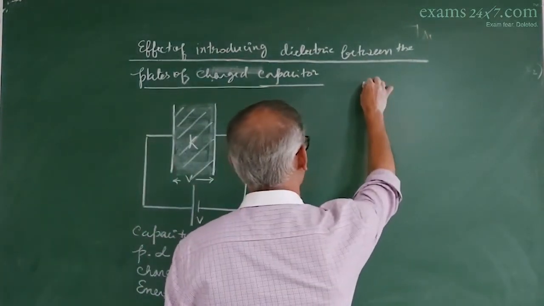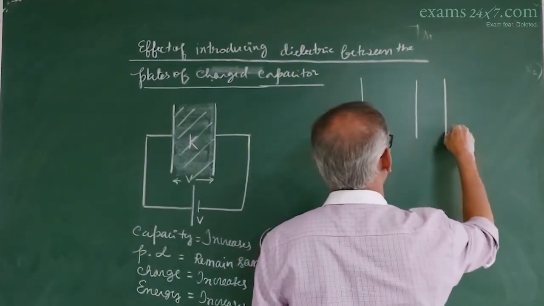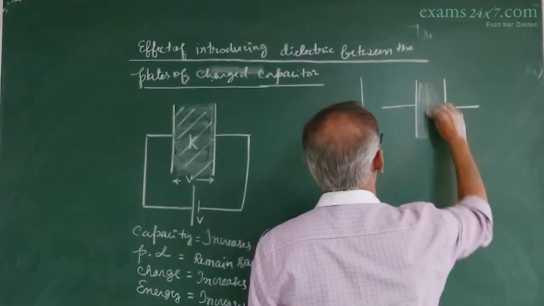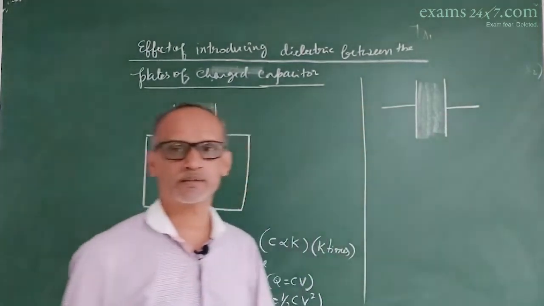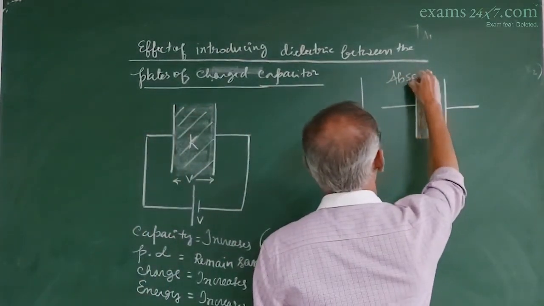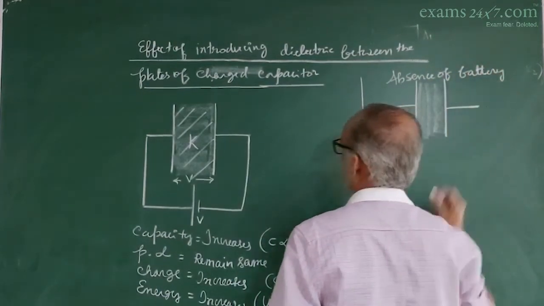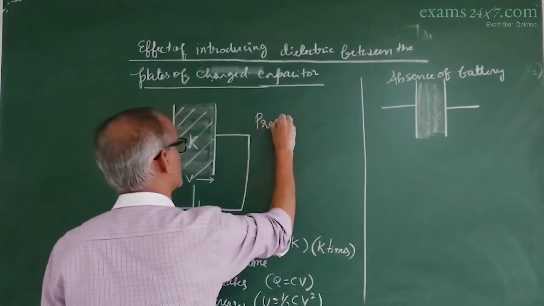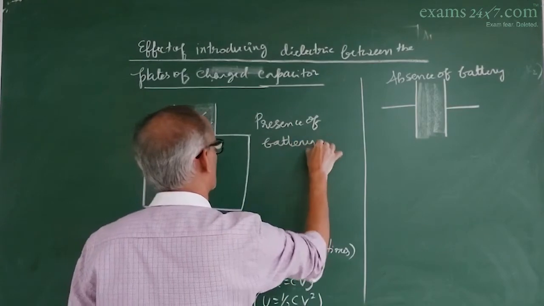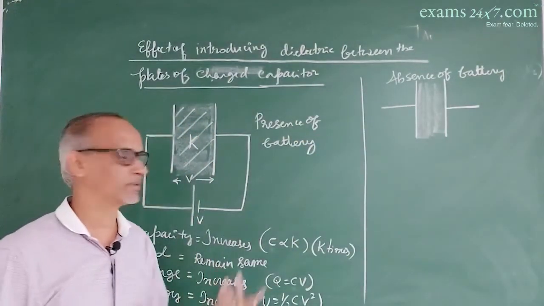In another case, there is a charged capacitor and we introduce the dielectric in the absence of the battery, in the absence of the cell. Earlier, the dielectric was introduced in the presence of the battery. So, in the presence of the battery, potential difference remains the same and the rest of the 3 variables increase.